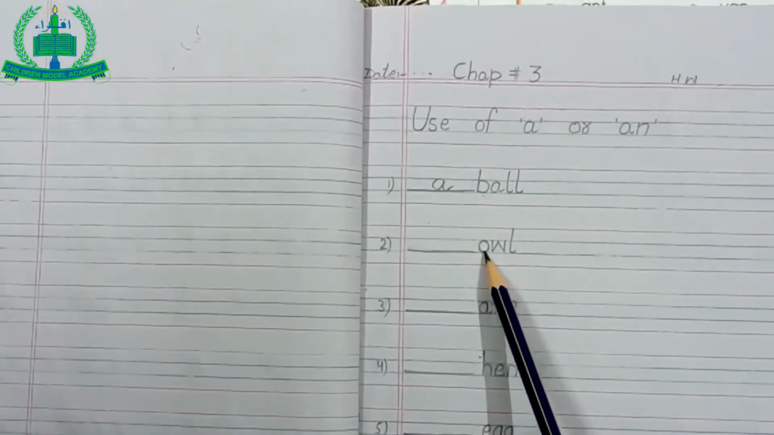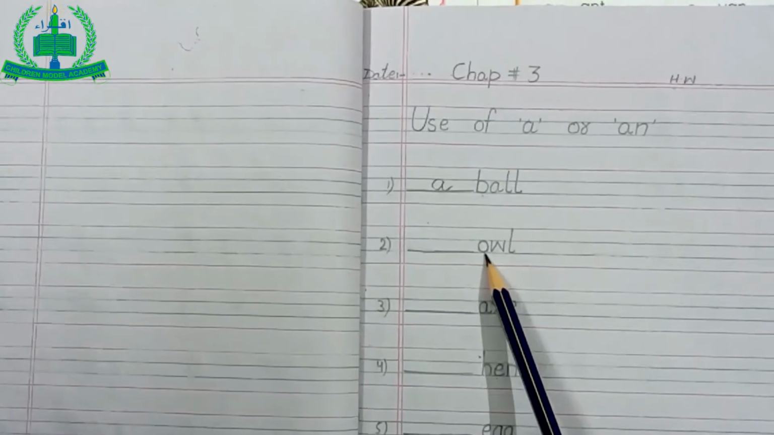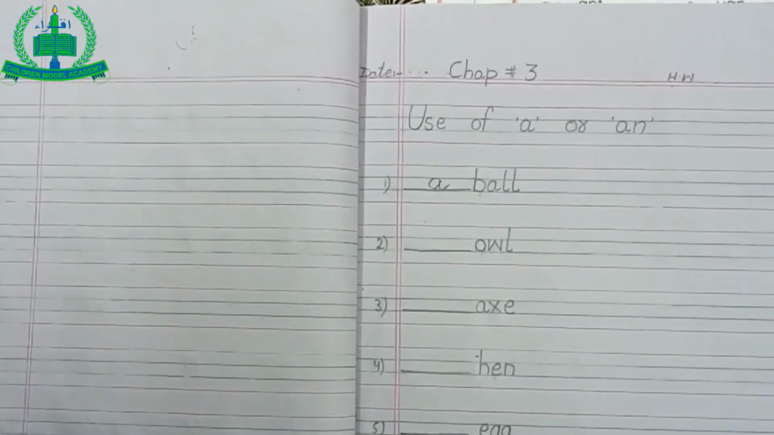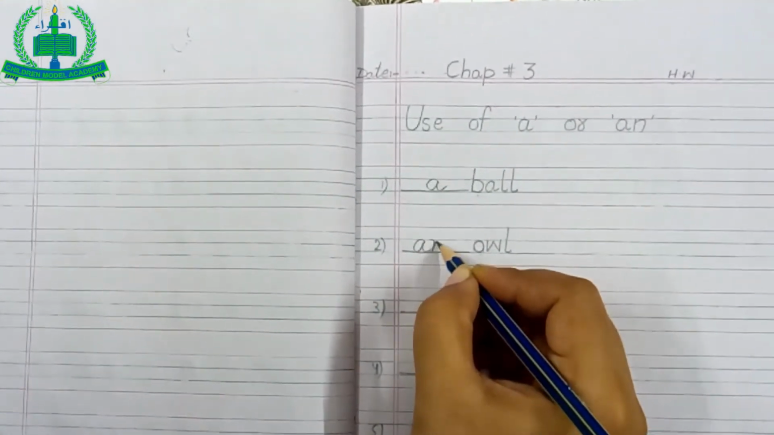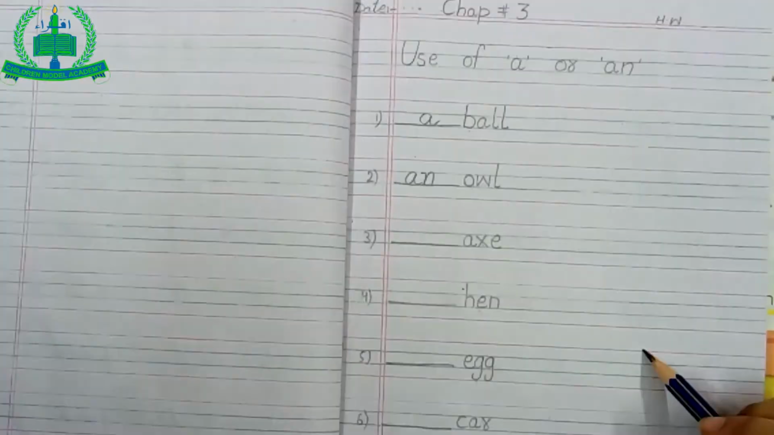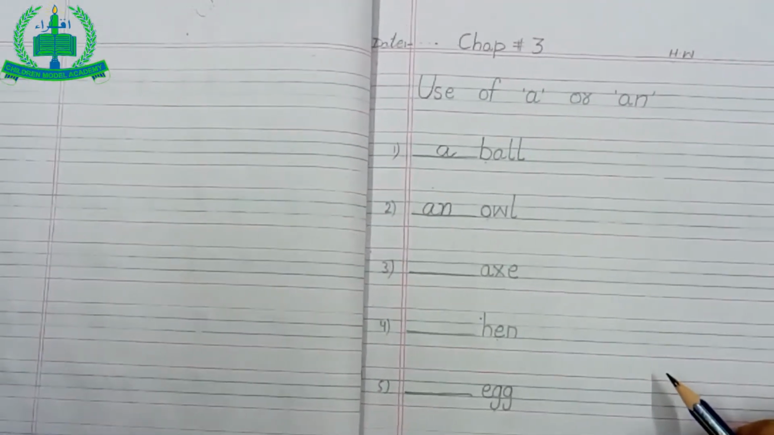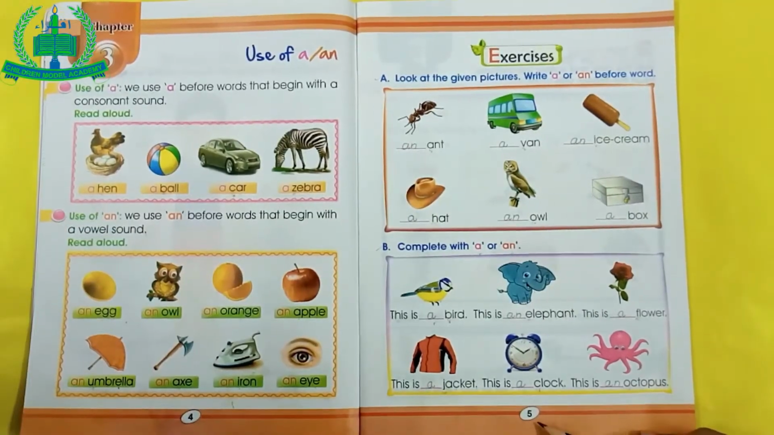Number 2, owl, O-W-L, owl. Owl starts with an alphabet O. O is a vowel, so write an for owl, an owl. Students, I have explained 2 examples. Now it's your turn to do the other blanks. See page number 5.